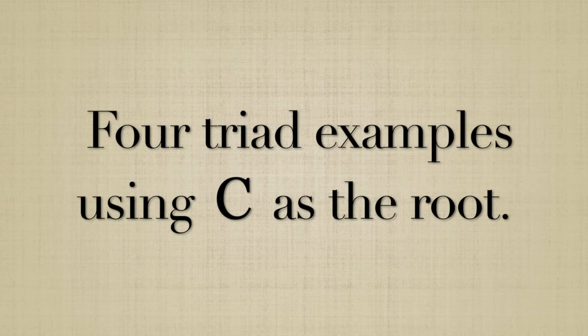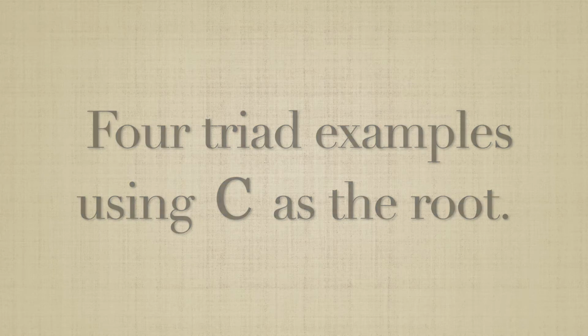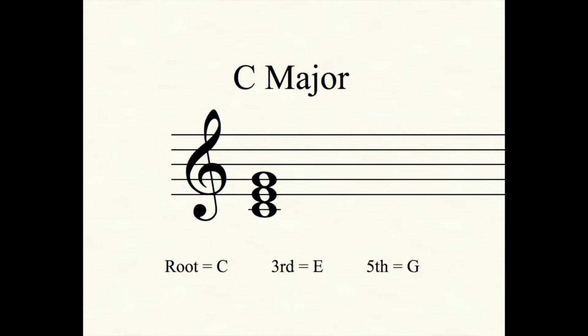So now we're going to look at 4 triad examples that use C as the root. Our first example is going to be a C major triad. In this example, C is the root, E is the third, and G is the fifth. And when we play all 3 notes together, the triad sounds like this.